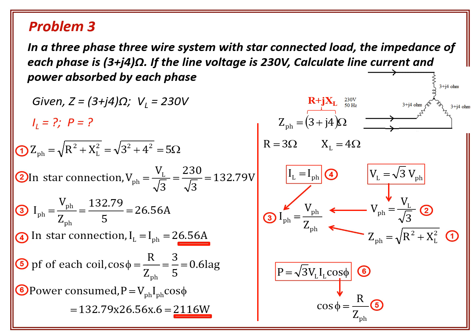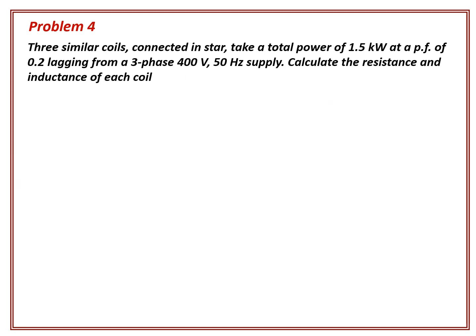Finally, calculate power using the equation V phase, I phase, cos phi. We use this equation because the question is to calculate power absorbed in each phase. So power in a phase is voltage in that phase, V phase, into current in that phase, I phase, into power factor of that phase, cos phi. Substituting V phase equal to 132.79, I phase equal to 26.56, and cos phi equal to 0.6, we get power consumed as 2116 watts.